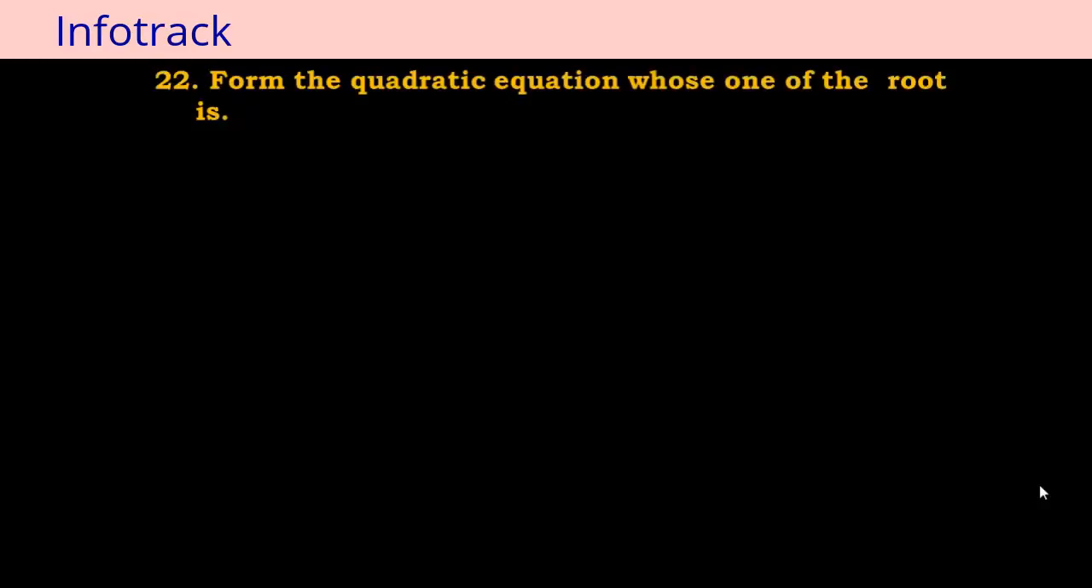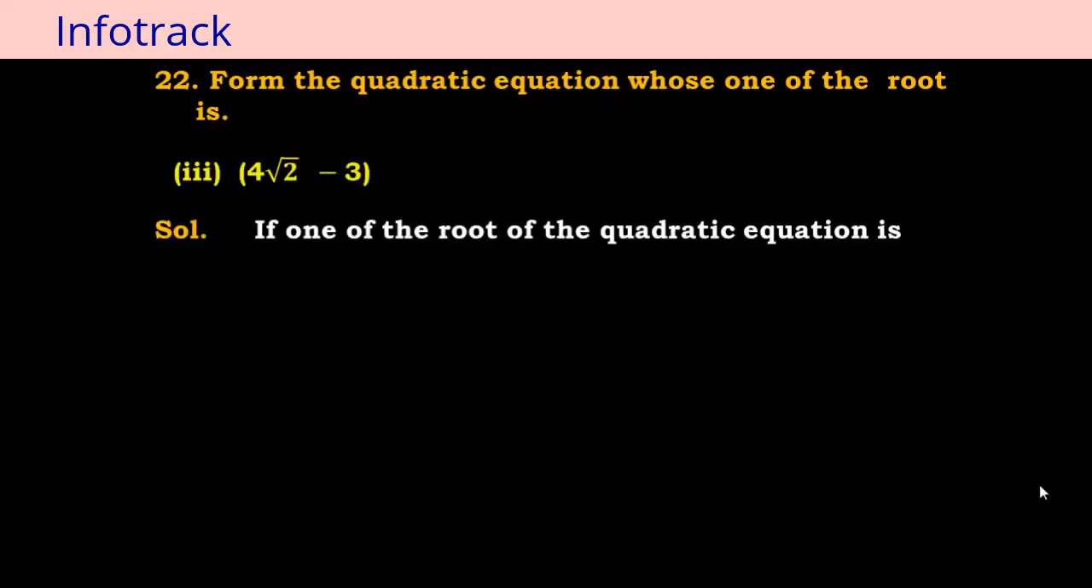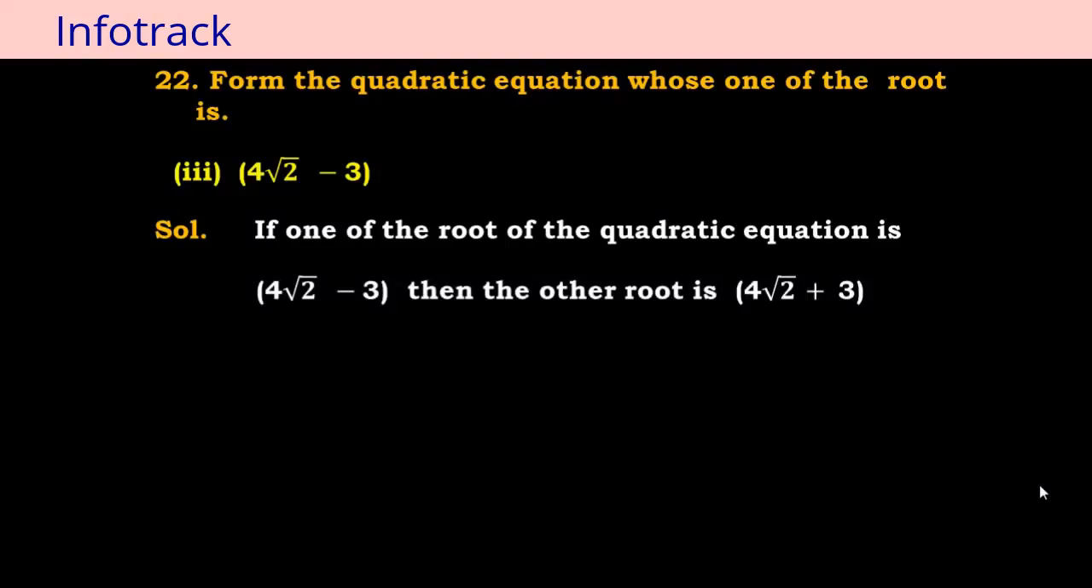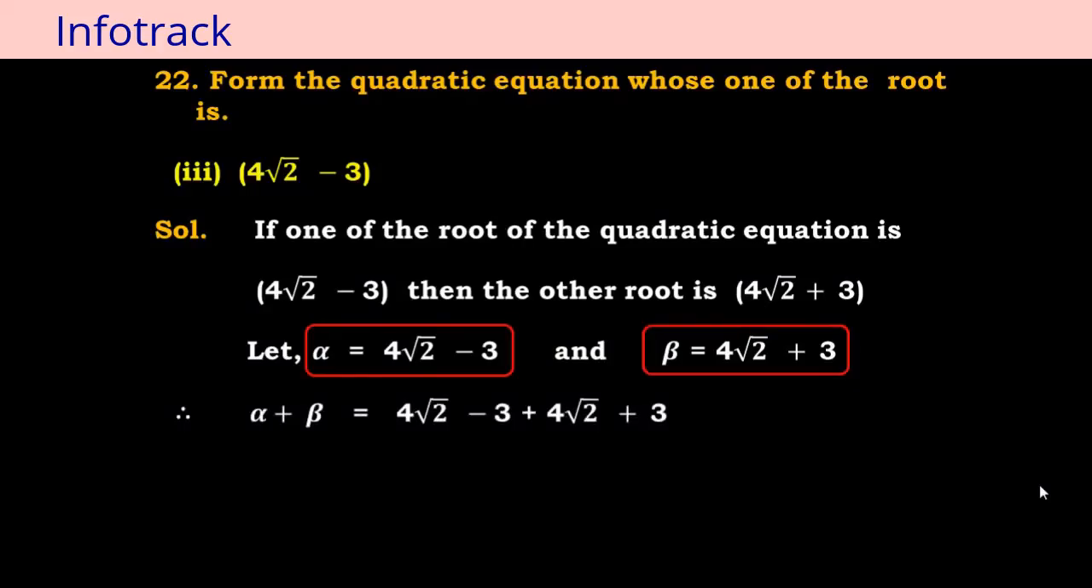Form the quadratic equation whose one root is given, 4 root 2 minus 3. If one of the roots of the quadratic equation is 4 root 2 minus 3, then the other root is 4 root 2 plus 3. So, let alpha equal 4 root 2 minus 3 and beta equal 4 root 2 plus 3. Therefore, alpha plus beta we have to calculate: 4 root 2 minus 3 plus 4 root 2 plus 3. Minus 3 plus 3 get cancelled. 4, 4, 8. 8 root 2.